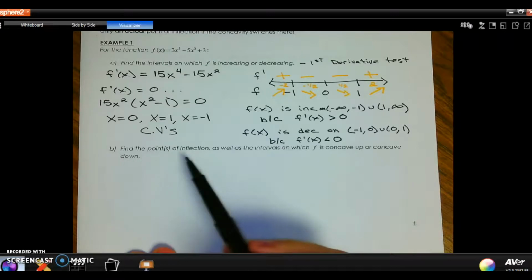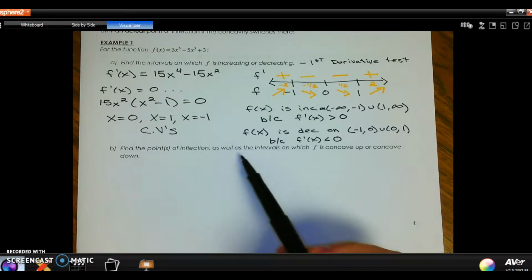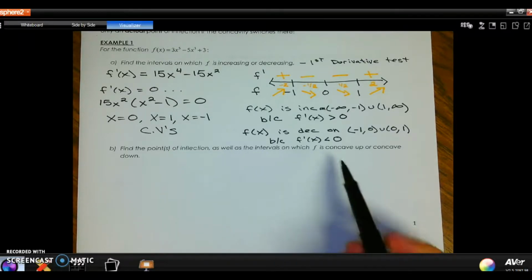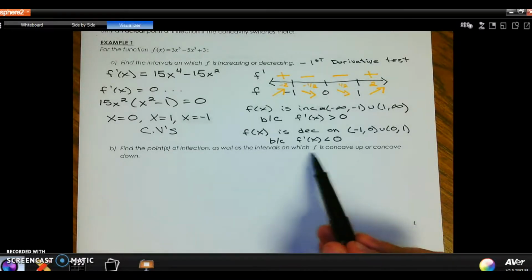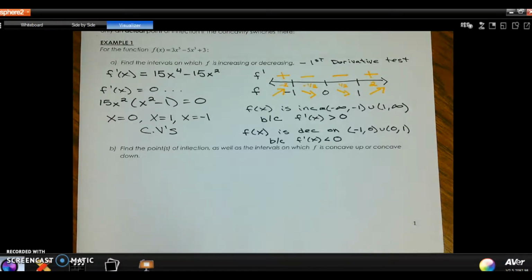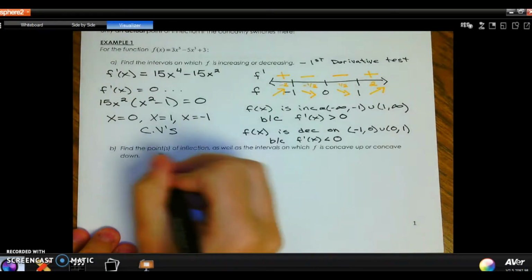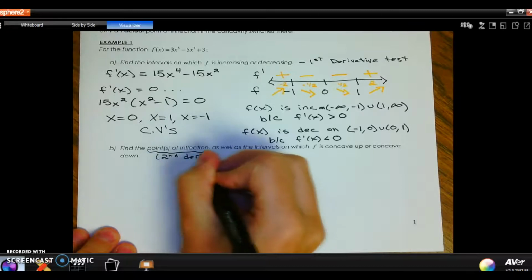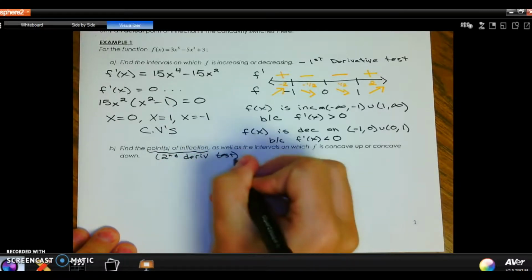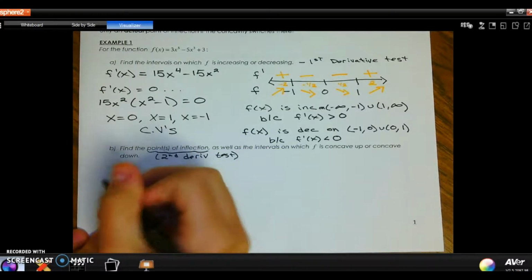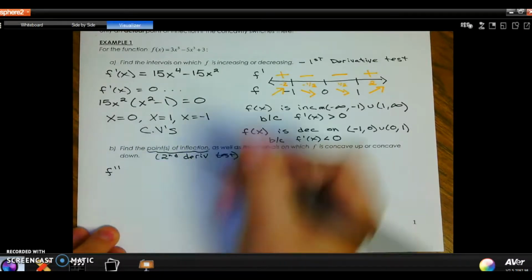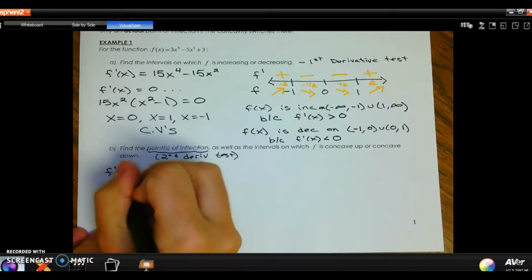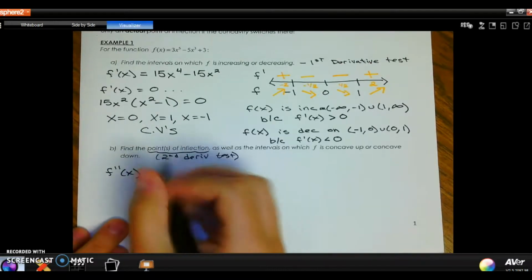So it says, find the points of inflection, and again, that means where does it change concavity, as well as the intervals on which the original is concave up or concave down. So we had a little review on what it means to be concave up or concave down. And again, whenever I see this, you should be thinking second derivative test. Okay. So the second derivative test, as you can imagine, I have to take the derivative of the derivative, and we indicate that with the double prime there.